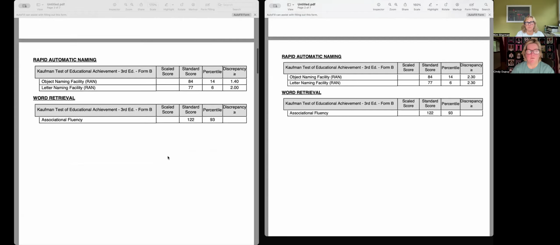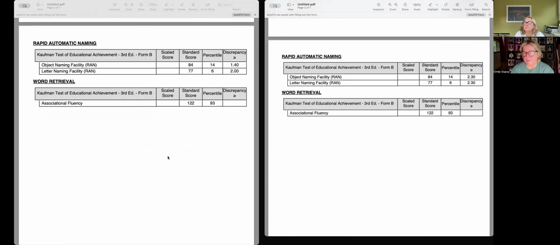Okay, then we move to look at the difference between rapid automatic naming and associational fluency. Associational fluency is naming items in a category, and rapid automatic naming is naming pictures or letters quickly and accurately. Oh my God, this is like a perfect example of the difference between word retrieval and rapid automatic naming. Yes, because we keep thinking it's the same. It's not the same.